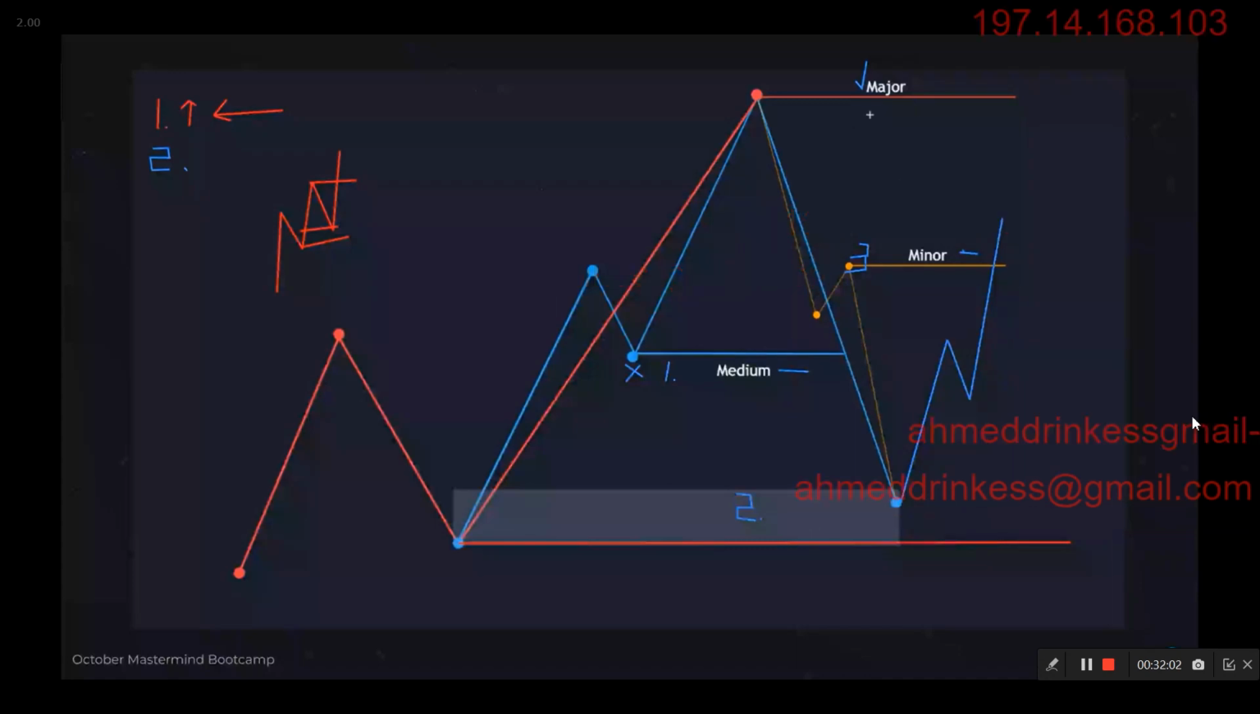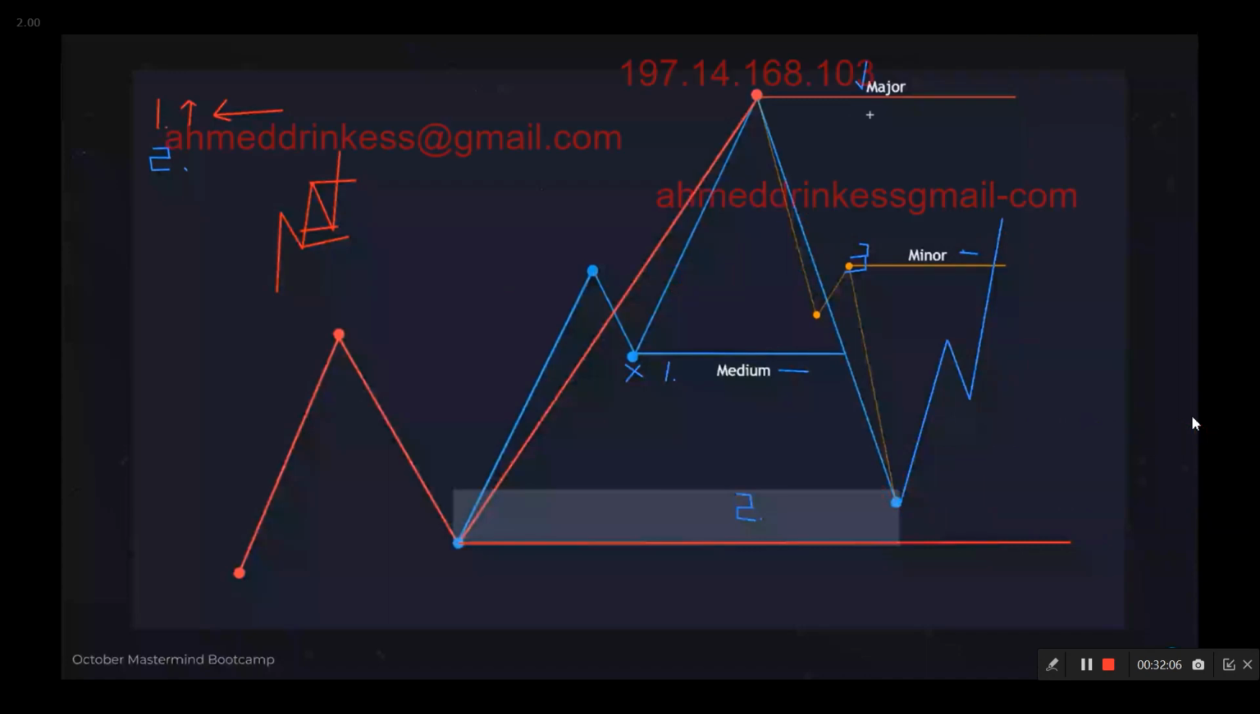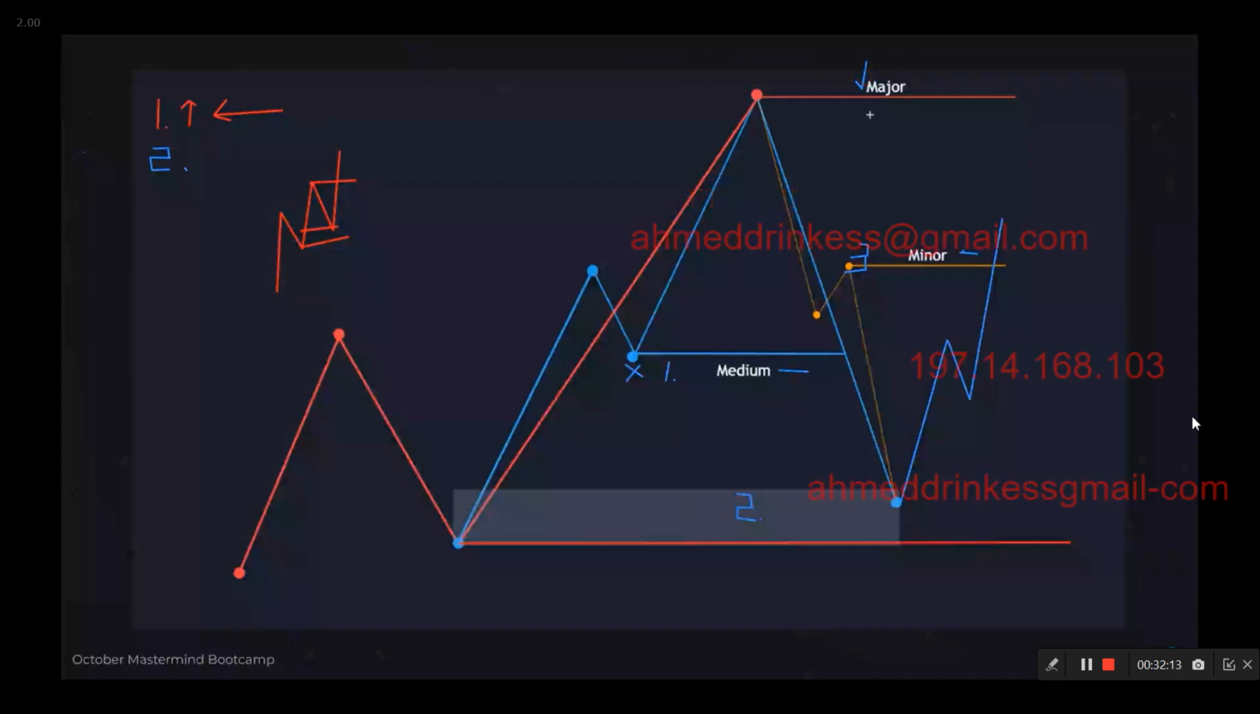But let's just say if you're targeting a major, you always need to collect a medium at the minimum. If you are targeting a minor, you need to collect either a minor or a medium. And to collect a medium, you always need to collect any 3 of them. You can collect another medium, another major, or a minor.